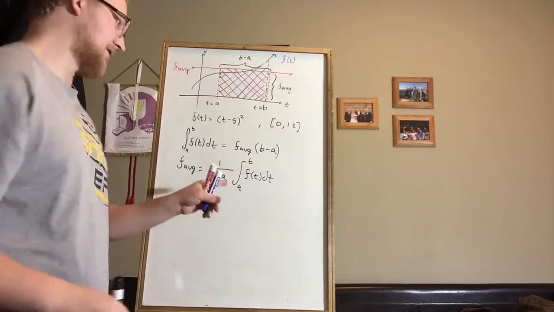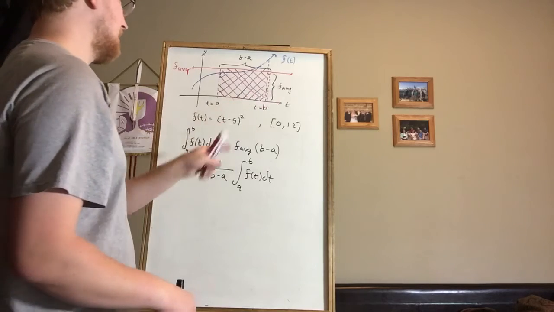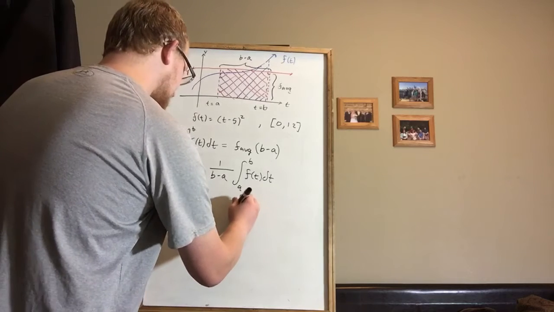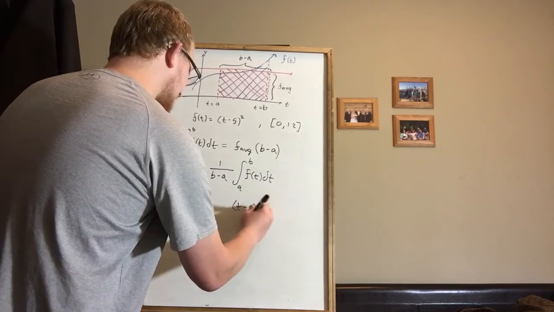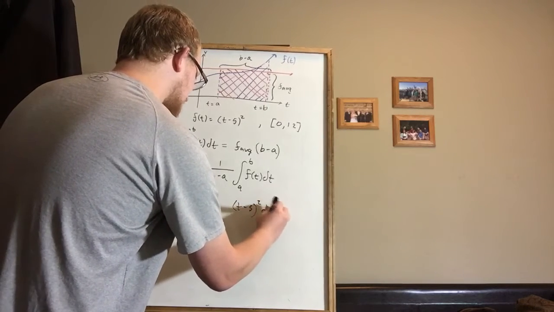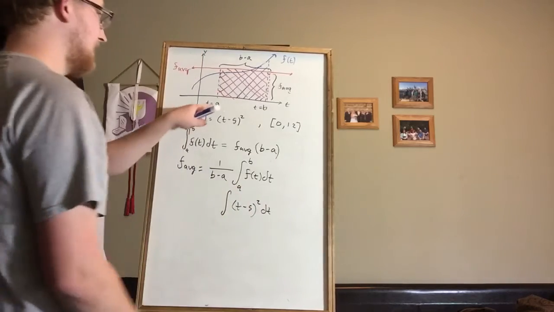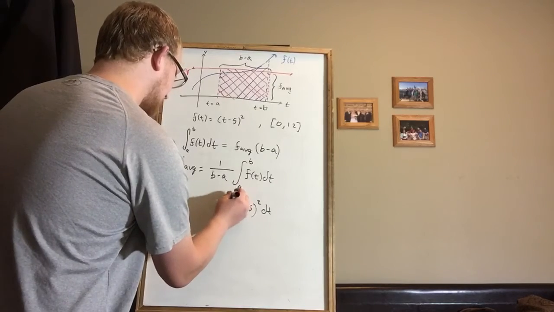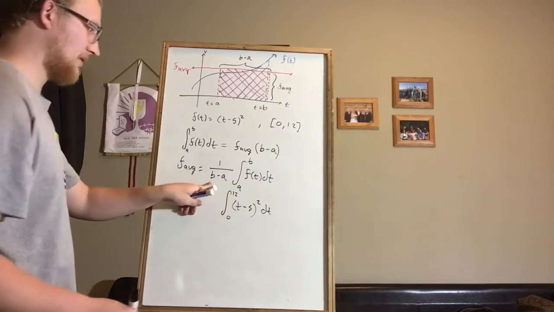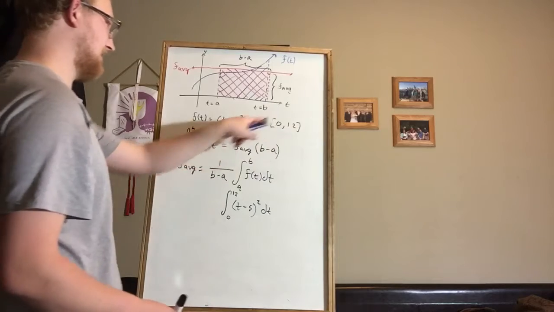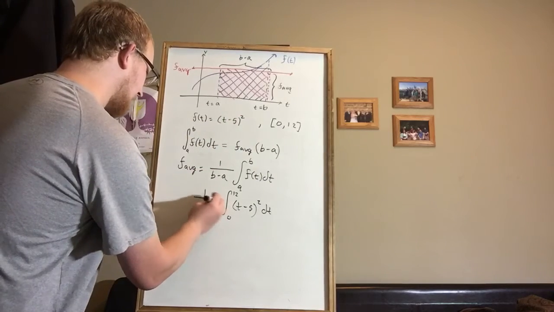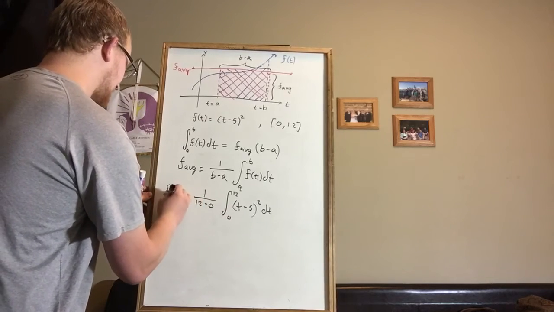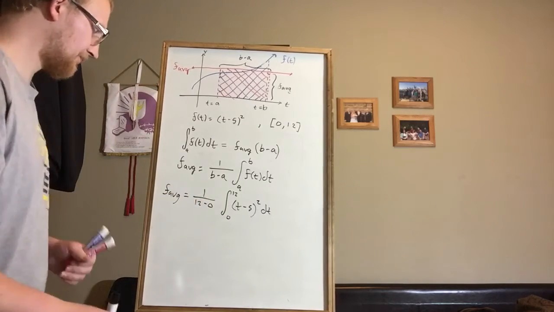So with that knowledge, now we can go ahead and plug in our function, which in this case f of t is (t − 5) squared. So we have the integral of (t − 5) squared with respect to t from a to b, and a and b in this case are 0 and 12, the endpoints of the interval. So b is 12 and a is 0. So 1 over 12 minus 0, times the integral, equals our average value of the function.